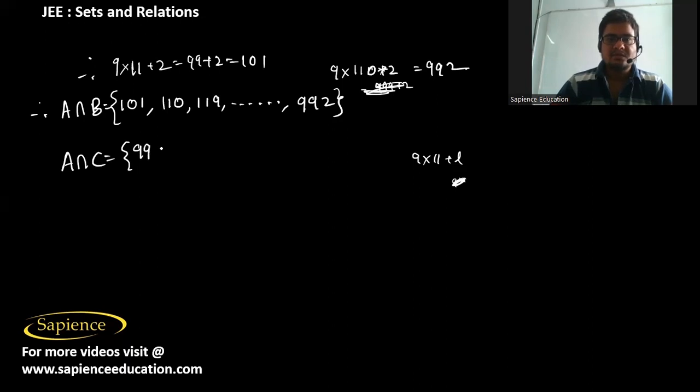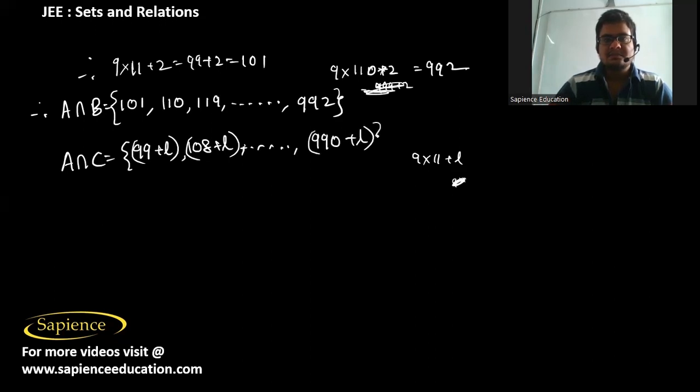So the first number will be 99 plus L. Then the next number will be 9 plus 9, that is 108 plus L. And it will go till 990 plus L. So these are the numbers.